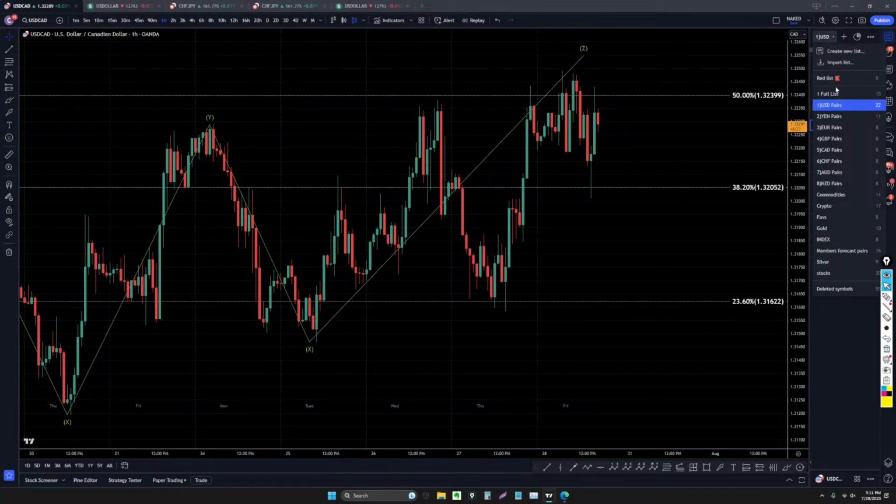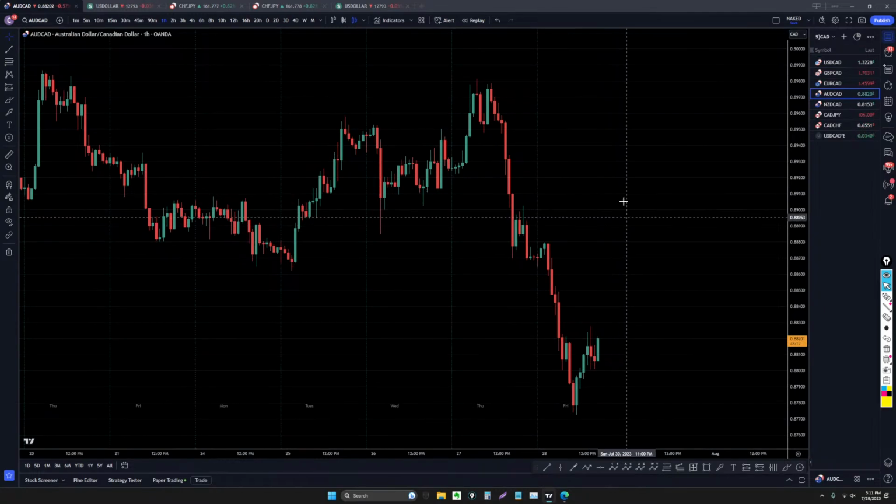So anyways, let's go look at a couple Canadian pairs first, and then we'll go start looking at those euro pairs. So I have the Aussie, the Aussie Canadian.